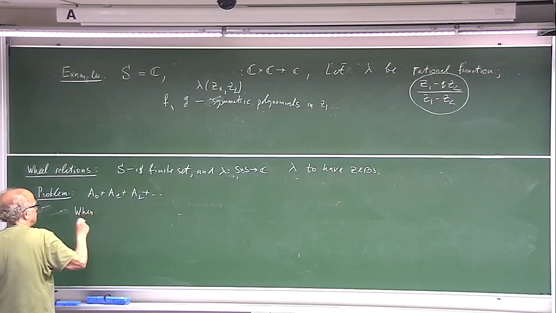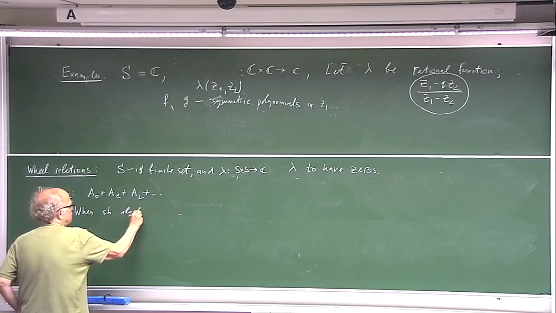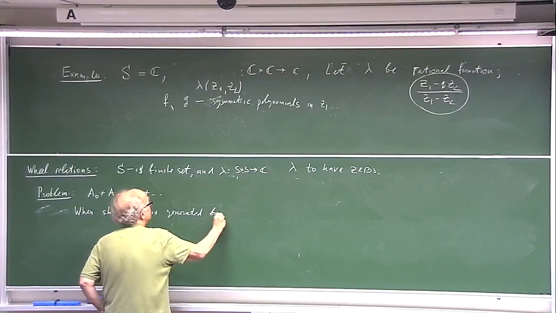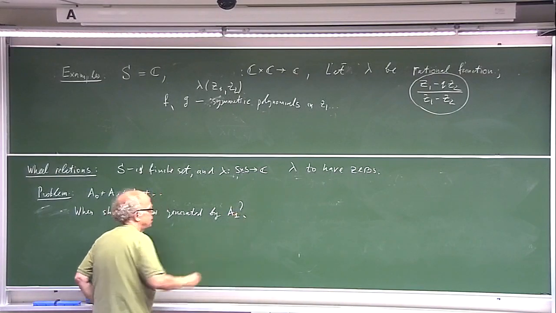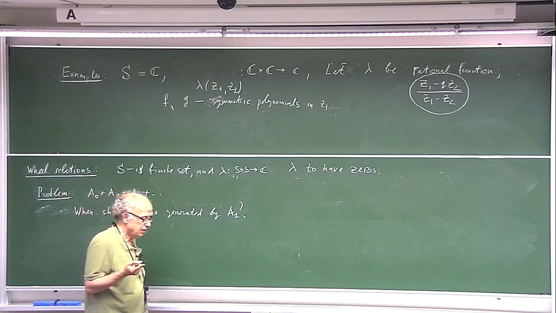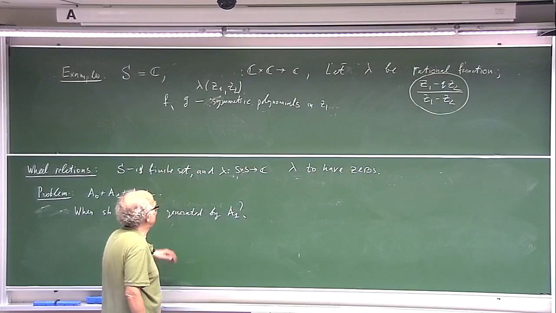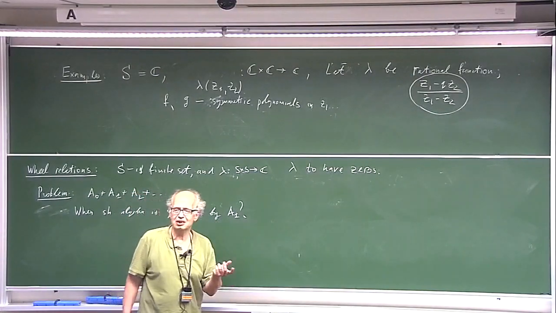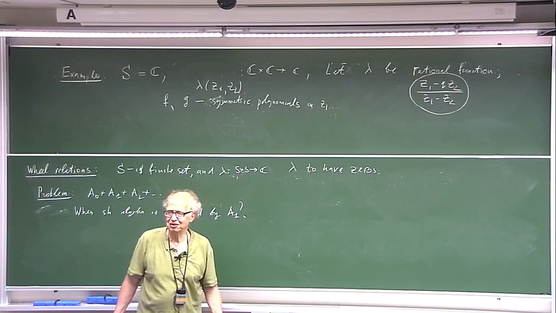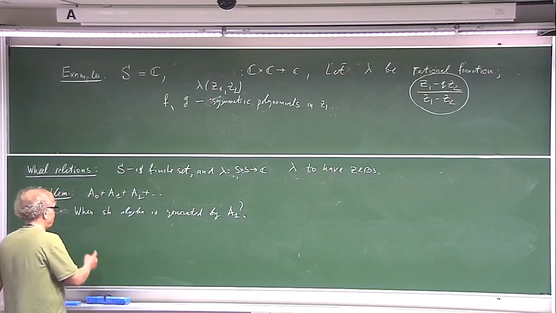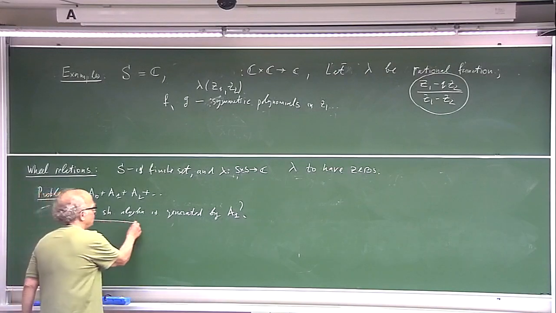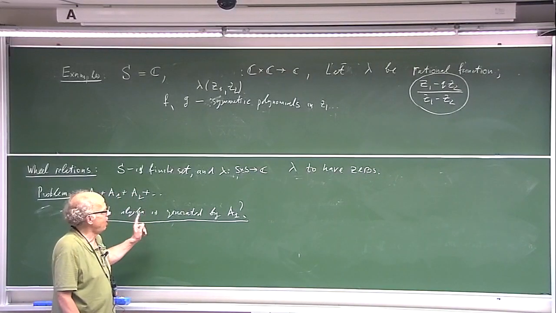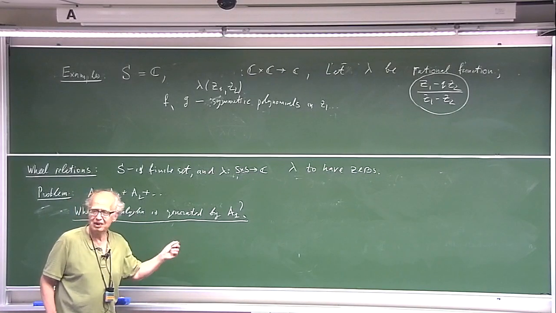When is the shuffle algebra generated by A1? I said, and it is really evident, that if lambda has no zeros, then the algebra is generated by A1. And in the opposite example, when lambda is zero, it is definitely not. And again, this question can also be a problem for students. But I want to discuss it, not to solve it completely.